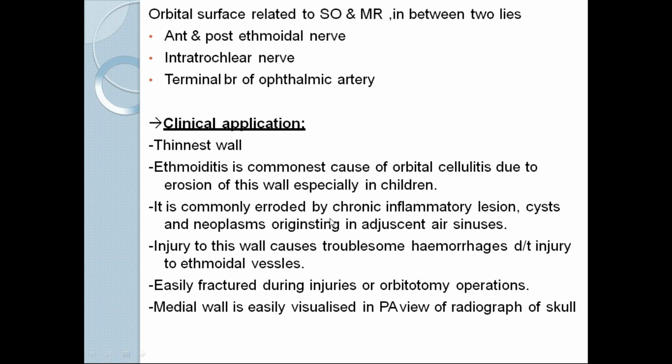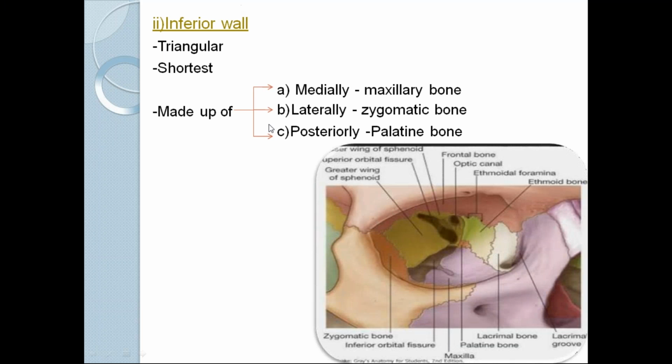Okay, it is commonly eroded by chronic inflammatory lesions, any cysts or neoplasms adjacent to the air sinuses. Injury to this wall can cause subconjunctival hemorrhages due to injury to the ethmoidal vessels. Because this is the thinnest wall, it is more prone to injuries, inflammation, and fractures. It is easily fractured during injury or orbitotomy or operations. The medial wall can easily be visualized on the PA view of the skull radiograph. Because this is the thinnest wall, it is more prone to all sorts of problems.